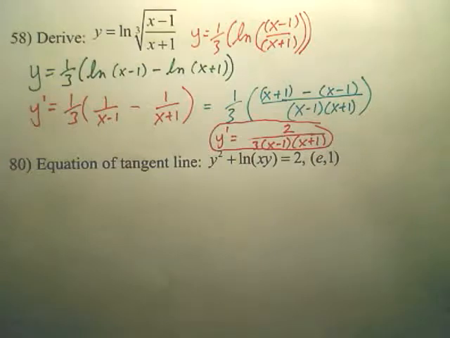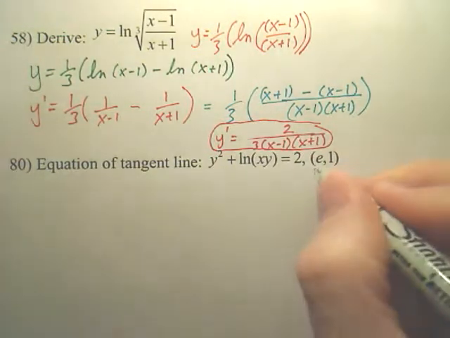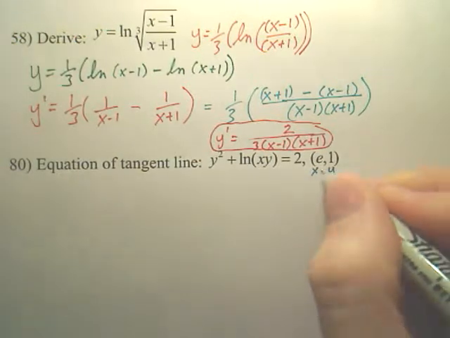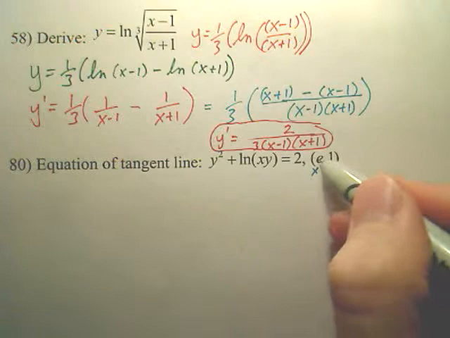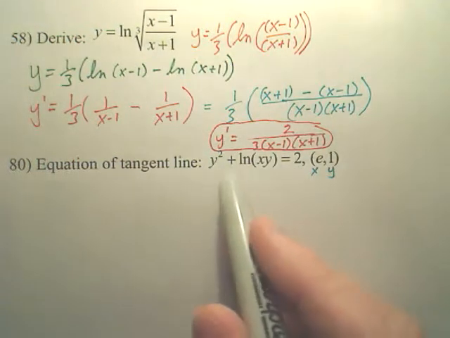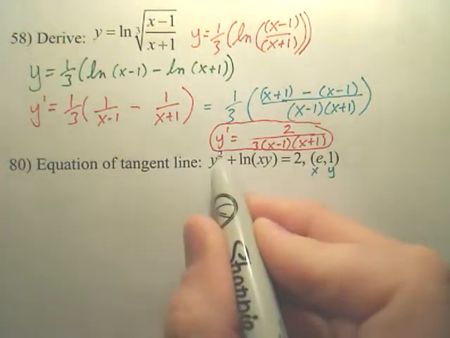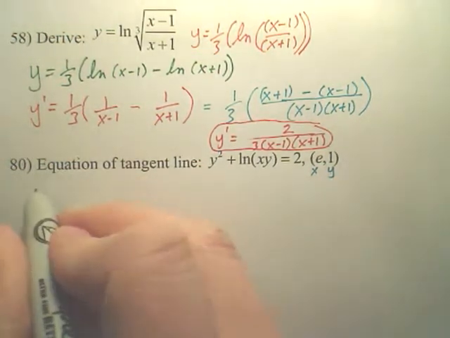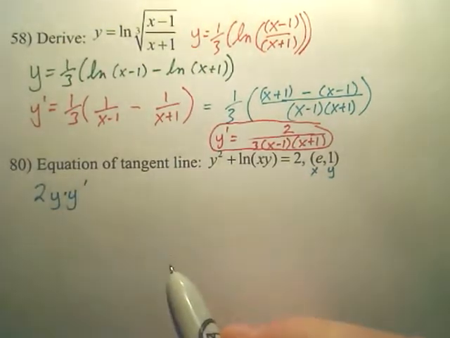Now for the equation of a tangent line, you need x, you need y, which we have, and slope. So to get the tangent, we need the slope at e. To do that, we first have to derive this implicitly. So to derive this implicitly, y squared, when you derive that, is 2y, don't forget y prime. Remember chain rule? A lot of people forget it.